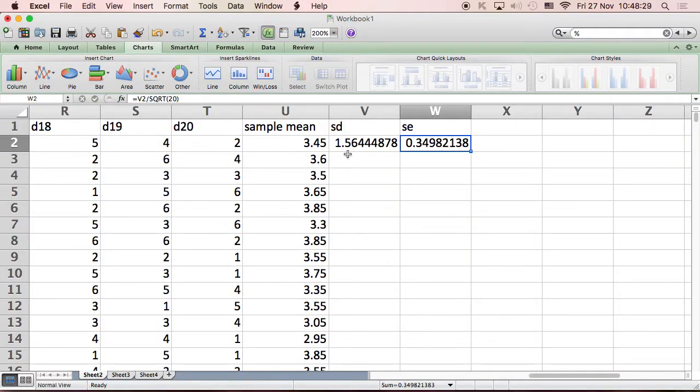The standard deviation is equal to the STDEV of your data, A2 up to T2. The standard error is equal to the standard deviation divided by the square root of your sample size. In this case, the sample size is 20 because we have 20 dice. It should be something like this: V2 divided by the square root of 20.